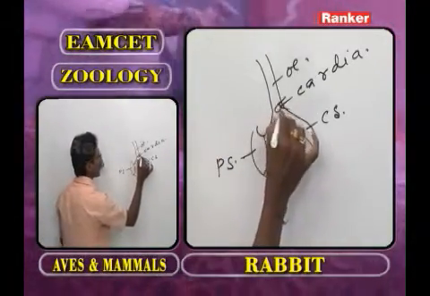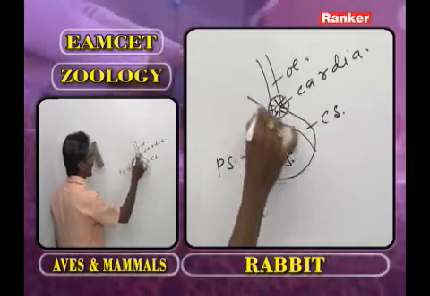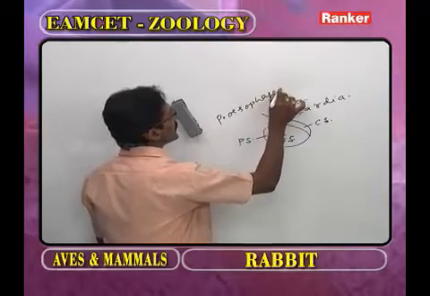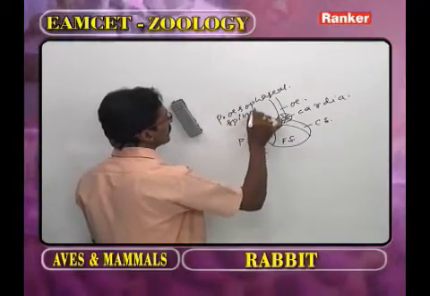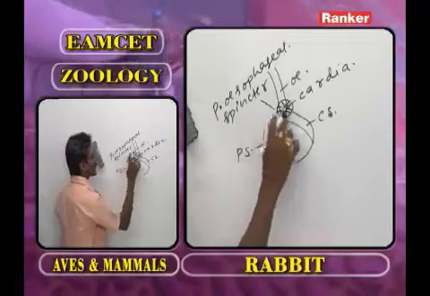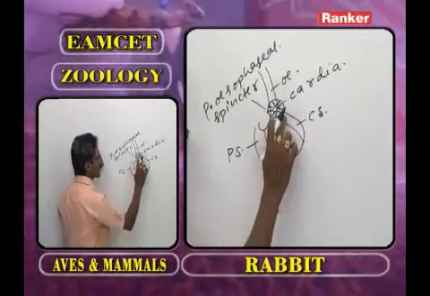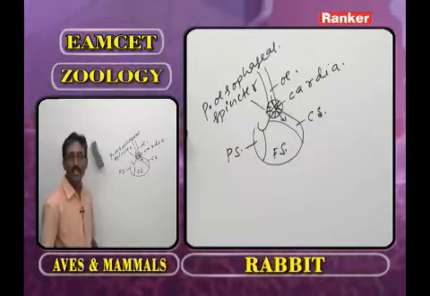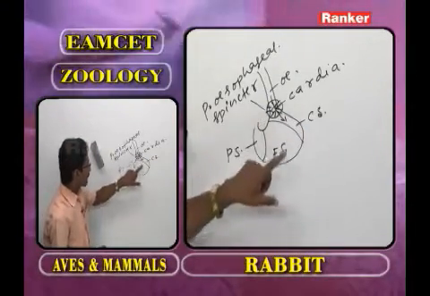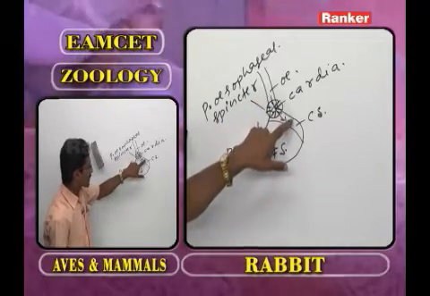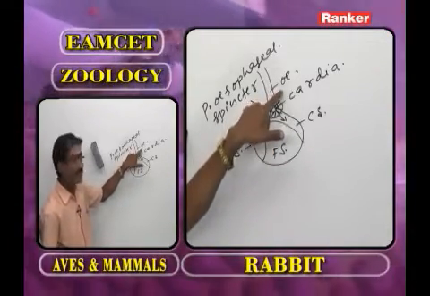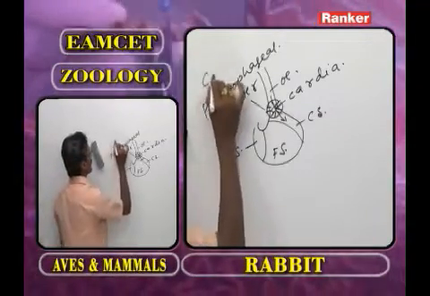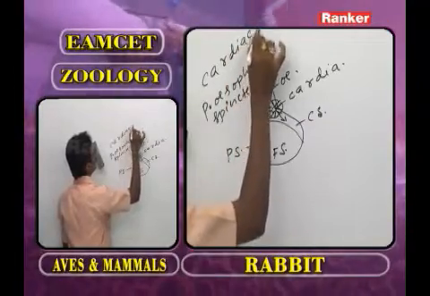Now this cardia is guarded by a sphincter, called the posterior esophageal sphincter. As we observe, this sphincter allows food materials from the esophagus to the cardiac stomach, but does not allow food materials from the cardiac stomach to the esophagus. What is the other name of the posterior esophageal sphincter? It is also called the cardiac sphincter.